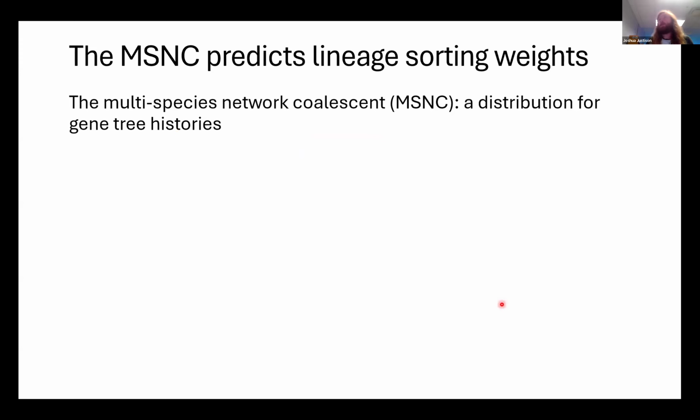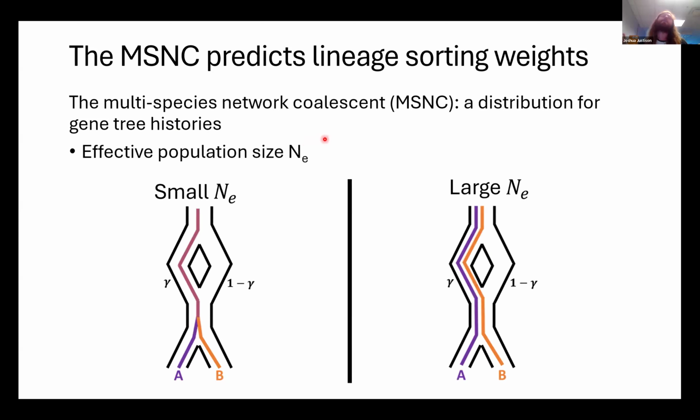And one other thing we can do is we can use the multi-species network coalescent to make predictions about what these lineage sorting weights might be. So how we can think about the multi-species network coalescent is essentially a distribution for gene tree histories that's going to be controlled by the effective population size. And that's going to effectively determine when on average lineages are going to coalesce. And so we can consider a small population size where lineages are going to tend to coalesce very early, and a large one where they're not going to coalesce prior to this hybridization event.